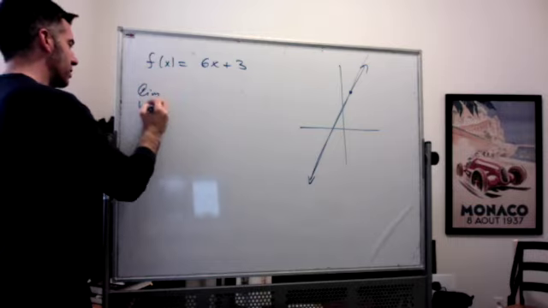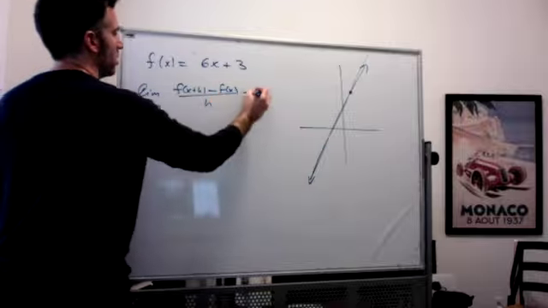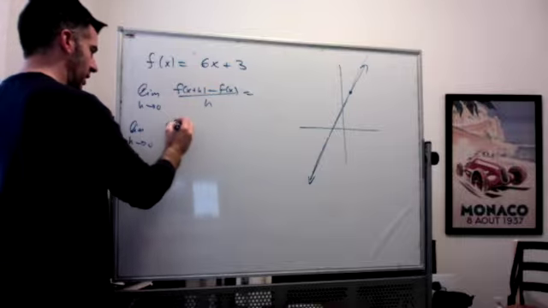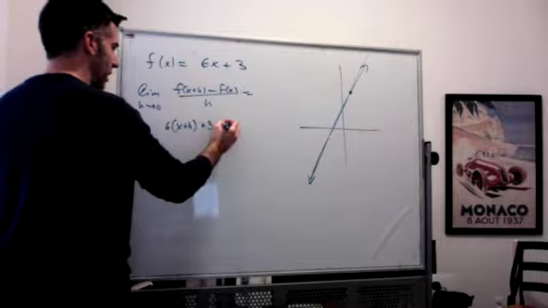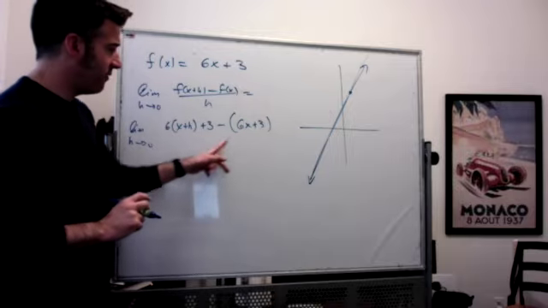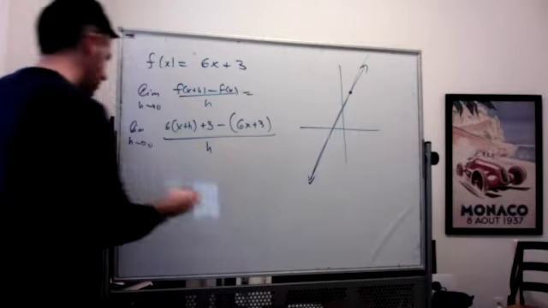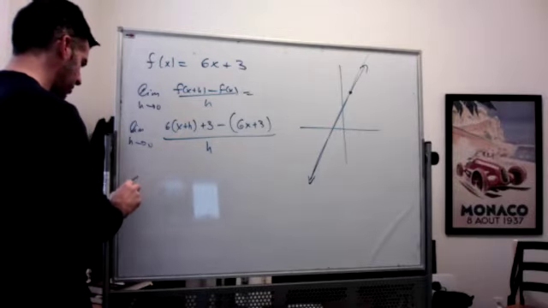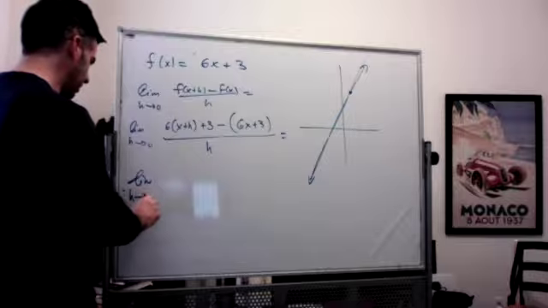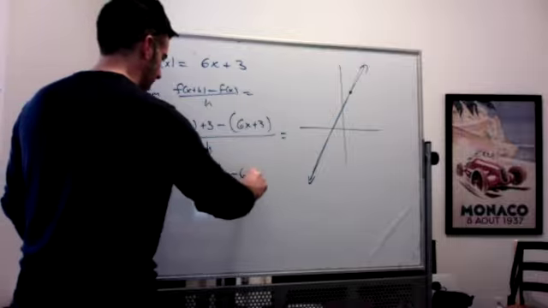So the limit as h goes to 0 of f of x plus h minus f of x, all over h. Here, f of x plus h is going to be 6 times x plus h plus 3, minus 6x plus 3. Do make sure that when you're subtracting f of x, you put parentheses around all of it so that you distribute your minus sign. Distribute the 6, distribute the minus sign. I suppose an equal sign would also be good here. So the limit as h goes to 0 of 6x plus 6h plus 3 minus 6x minus 3.